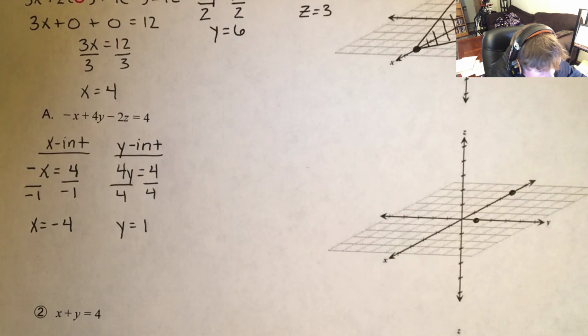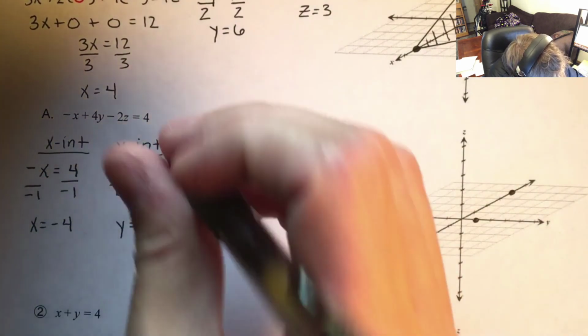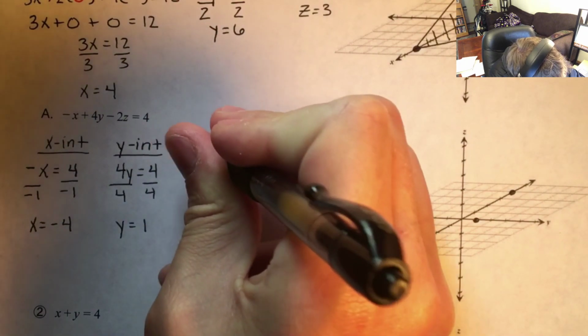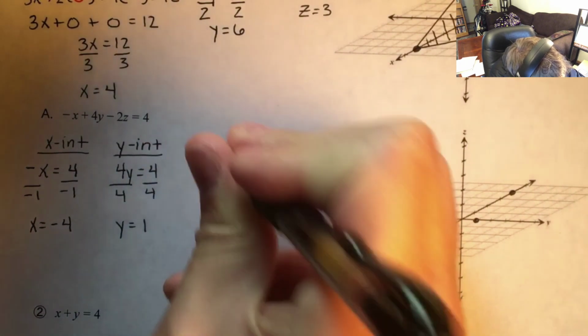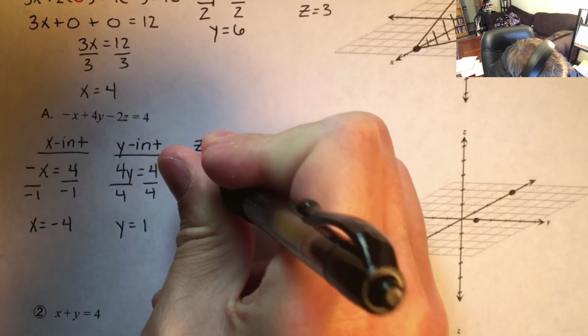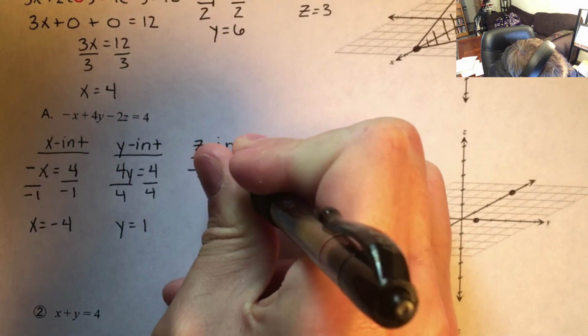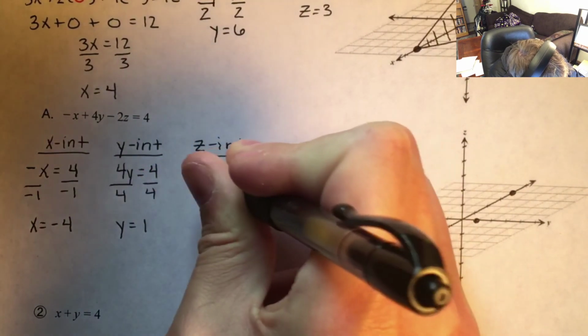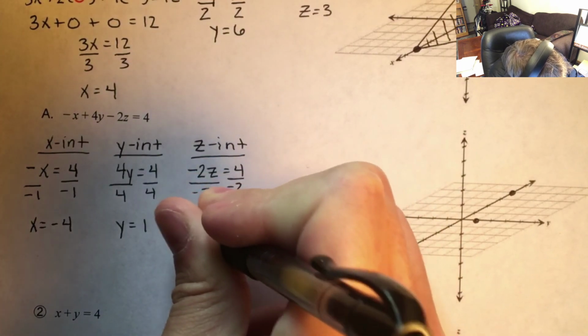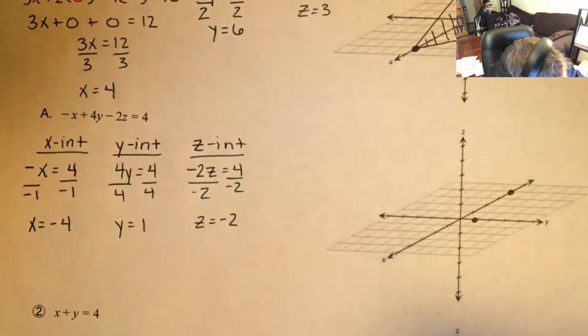Okay, and then lastly, I can go ahead and find the z-intercept. And this one's going to be -2z is equal to 4. Divide by -2. And z is going to be equal to -2.